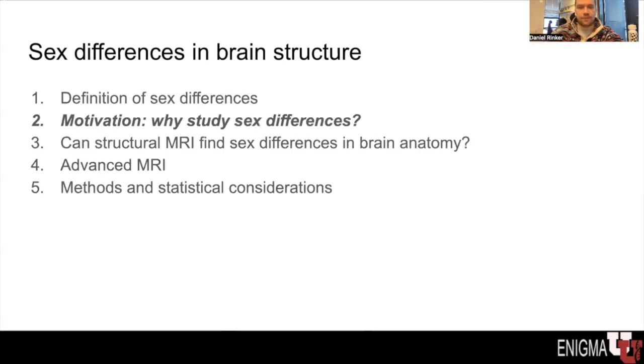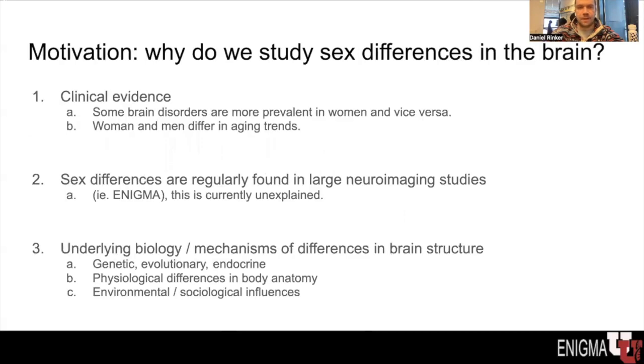So let's talk a little bit about the history and motivation of why we study sex differences in the brain. Briefly, there's clinical evidence that many disorders are more prevalent in one sex than the other. Men and women differ in healthy aging trends, as reported in recent studies. Sex differences are regularly found in large neuroimaging studies. And of course, there's underlying biology and mechanisms to differentiate brain structure, be it genetic, evolutionary, or endocrine, or environmental or sociological influences.